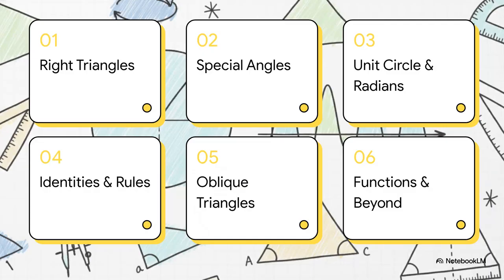Okay, let's take a look at our roadmap for today. We'll be hitting 1. The power of right triangles. 2. Special triangles and angles. 3. The unit circle and radians. 4. Trigonometric identities and rules. 5. Solving any oblique triangle. And 6. Functions and beyond plane geometry.